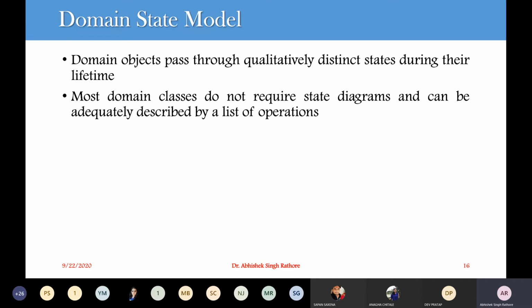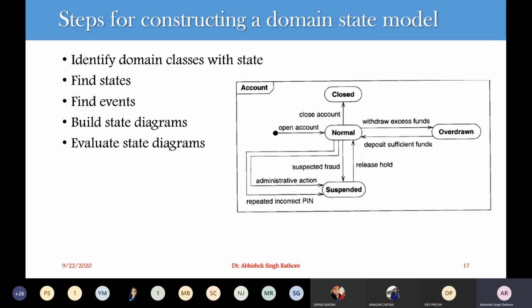While constructing your domain state model, you first have to identify the domain classes that have some significant states. After finding these domain classes, we have to follow some steps that are helpful for constructing the domain state model. There are different steps available for constructing a particular domain model. First, identify your domain classes with their states.